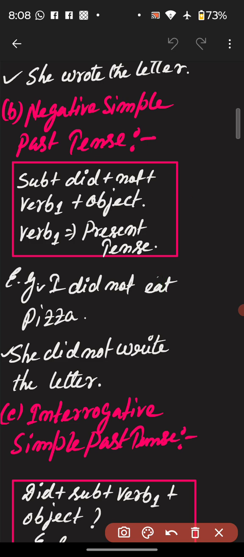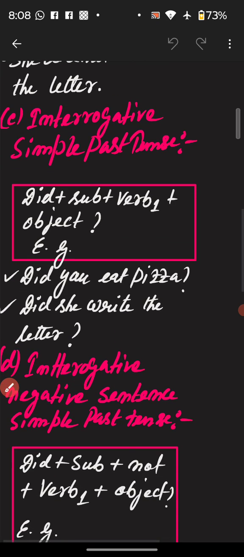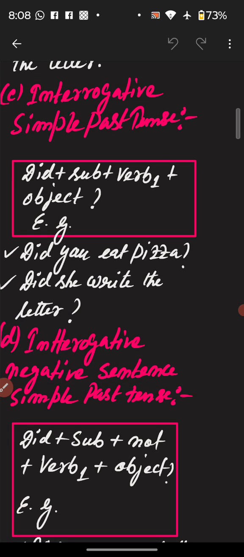Now coming to the next part, that is the interrogative simple past tense. So we have understood the simple past tense affirmative and the negative part. Now the interrogative part. In case of interrogative, if you are not starting with WH, you will have to start with the verb.